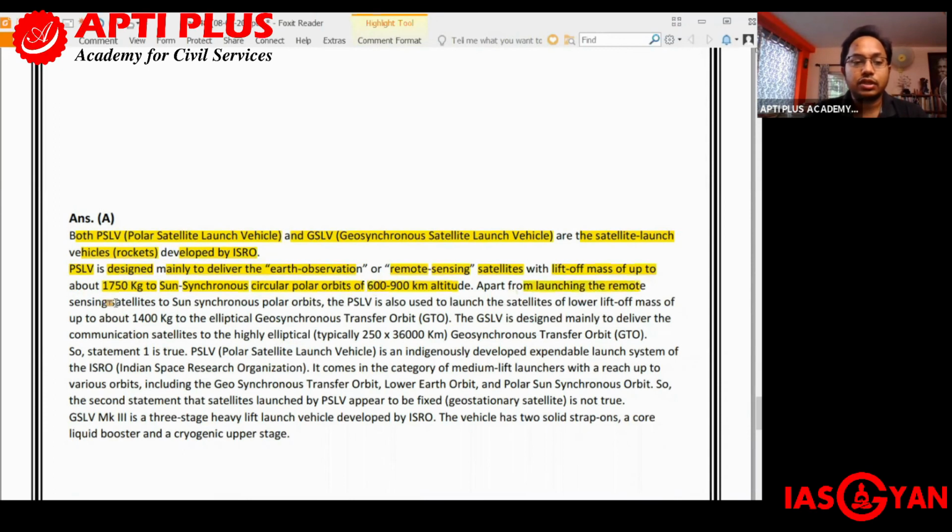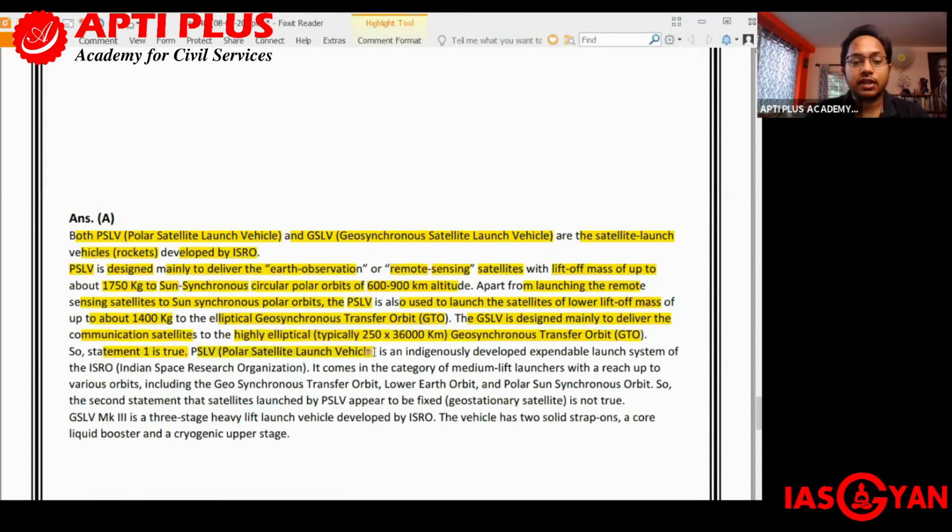Apart from launching the remote sensing satellites to sun-synchronous polar orbits, the PSLV is also used to launch satellites of lower lift-off mass of up to around 1400 kg to the elliptical geosynchronous transfer orbit. Okay, so PSLVs are used to launch satellites having a lesser mass. The GSLV is designed mainly to deliver the communication satellites to the highly elliptical geosynchronous transfer orbit, GTO. So statement 1 is true.